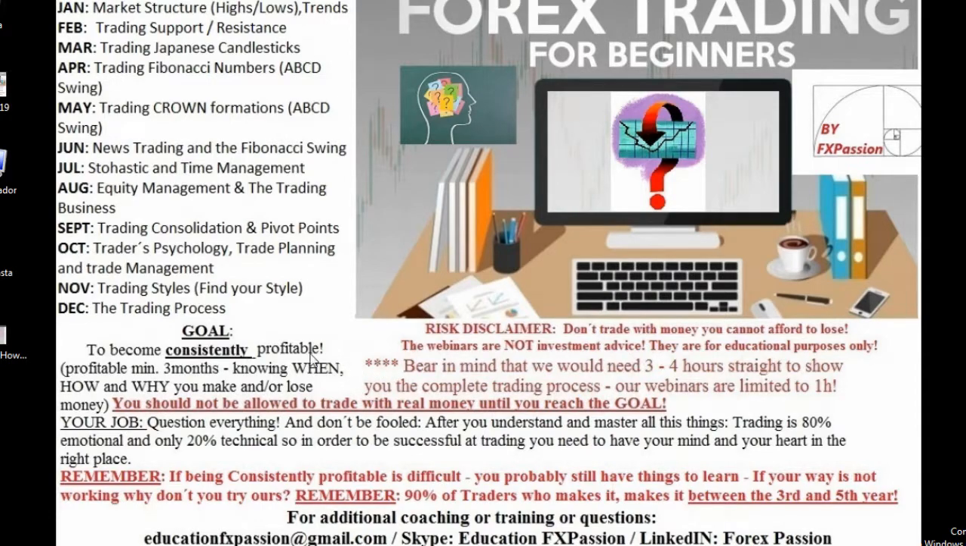So, our goal for you is to become consistently profitable, minimum 3 months, knowing when, how and why you make money, and also knowing when, how and why you lose money. You should not be allowed to trade with real money until you reach the goal. What is the goal? To become consistently profitable. Minimum 3 months. If you are not going to listen to us, here is the risk disclaimer.